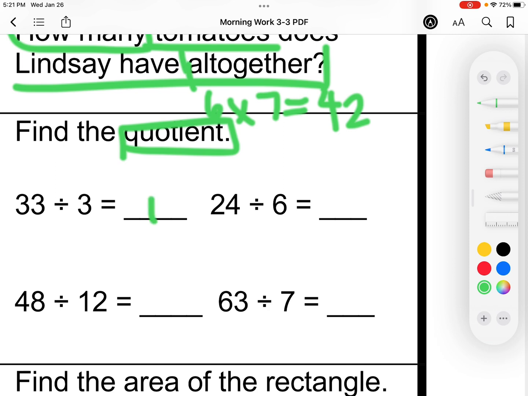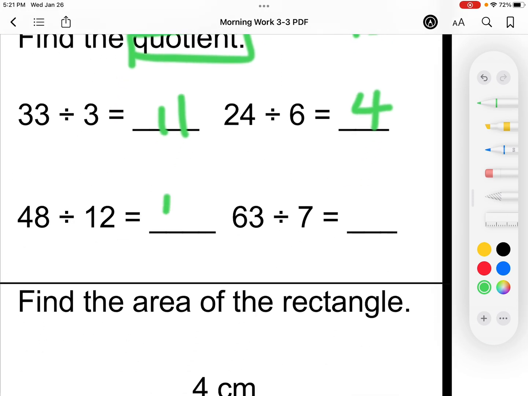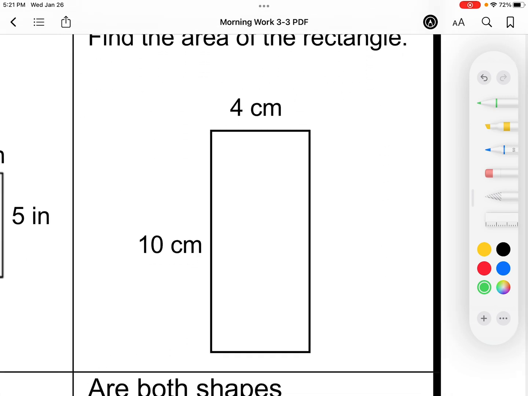Find the quotient. Quotient means that we will divide. 33 divided by 3 is 11. 24 divided by 6 is 4. 48 divided by 12 is 4. And 63 divided by 7 is 9. Find the area of the rectangle.